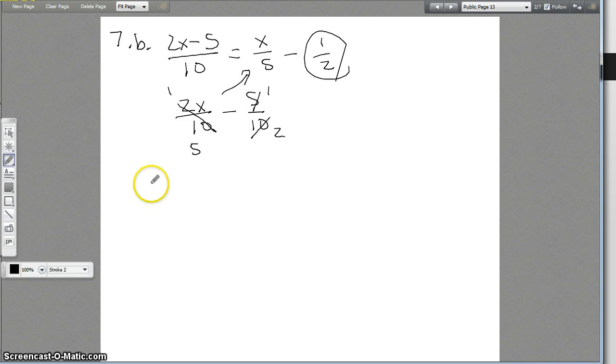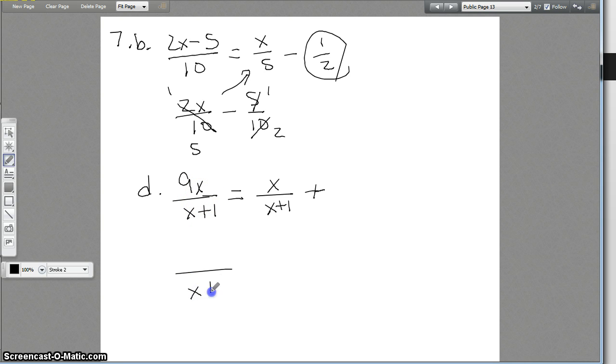So let's jump down and look at part D. Part D is 9x over (x plus 1) is equal to x over (x plus 1) plus something. We've got to figure out what that something is. Well, we only have one term in our numerator, and it's a 9x. So if we tried to break that up, we could say that 9x is equal to x plus something. What would we have to add to it? We would need to add 8x.